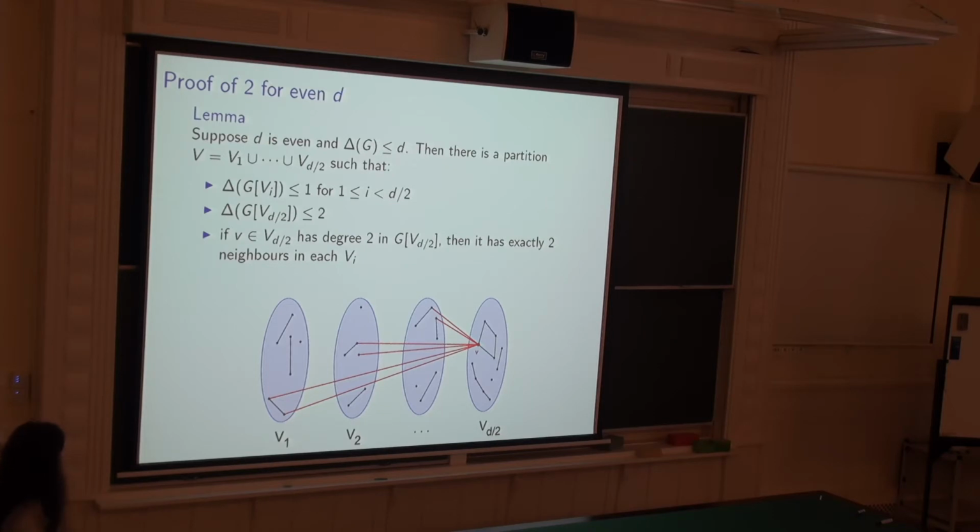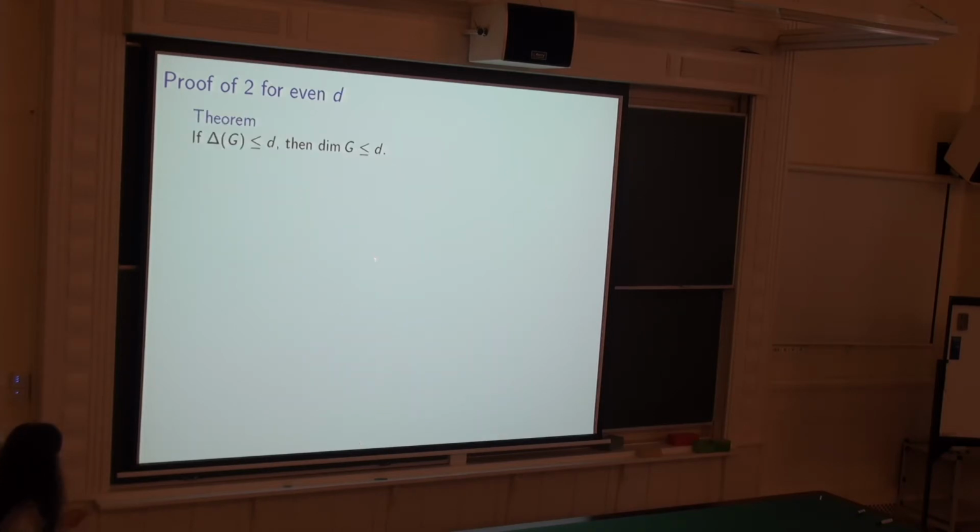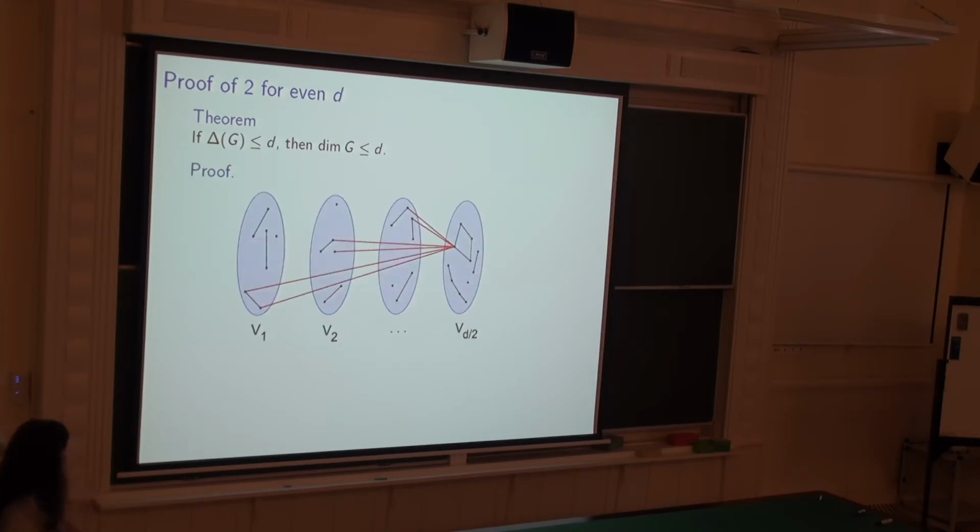And so this is the second part of the theorem we want to prove. Again, we have that d is even now, and the maximum degree is d. Then we can embed our graph in R^d. We start with a partition given by the previous lemma.